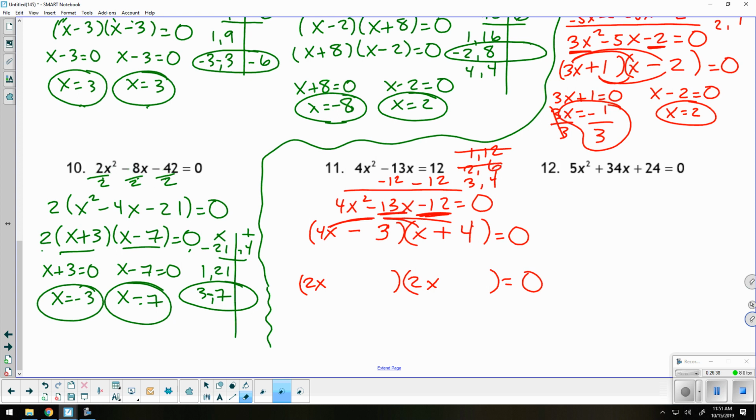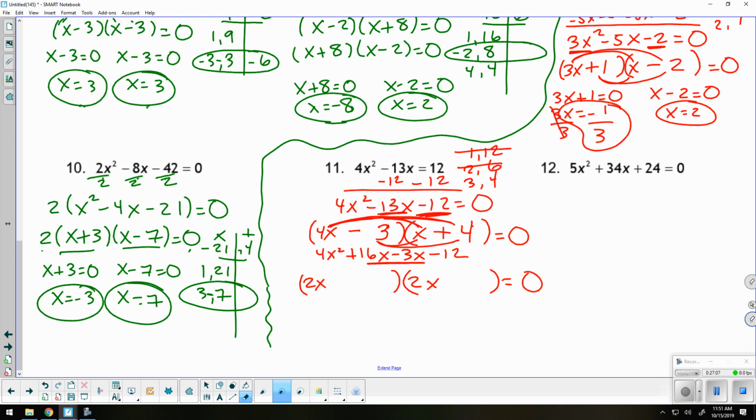Okay, so let's check it. If I FOIL these back together again, I'm going to get 4x times x gives me that 4x squared. 4x times 4, that's positive 16x. Negative 3 times x is negative 3x. Negative 3 times 4 is negative 12. If you combine these right here in the middle, what's 16x minus 3x? That's positive 13, right? But we want negative 13.